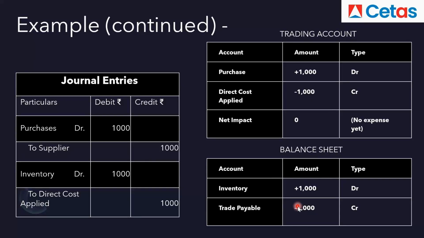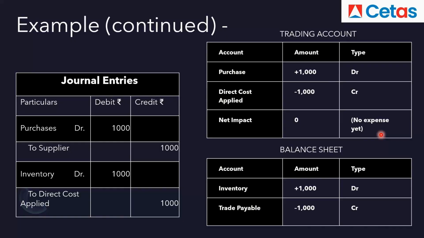So if you see here, we can see the impact in our financials after posting the purchase invoice. These are our journal entries. Purchase account debit 1000 to supplier account rupees 1000. Again, inventory account debit rupees 1000 to direct cost applied account rupees 1000. In the profit and loss account or the trading account, we have purchases debit rupees 1000 and direct cost applied credited by rupees 1000. We have the net impact 0 since there is no actual expense yet.